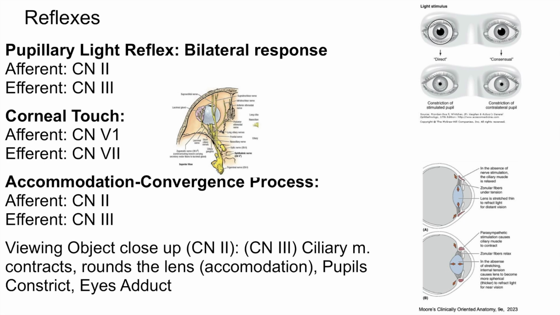The accommodation convergence process is more complex but still follows a similar structure. So the afferent limb again is cranial nerve 2, so you are detecting an object coming close to your face. And the efferent limb is cranial nerve 3, but now it's doing 3 things at once. The first thing it's doing is activating the ciliary muscle to round the lens for nearer vision. It's going to be constricting the pupil via sphincter pupillae, and it's going to be activating the medial rectus muscle to adduct both eyes so they converge on the object. That's the combination: lens thickening, pupil constricting, and eyes converging.